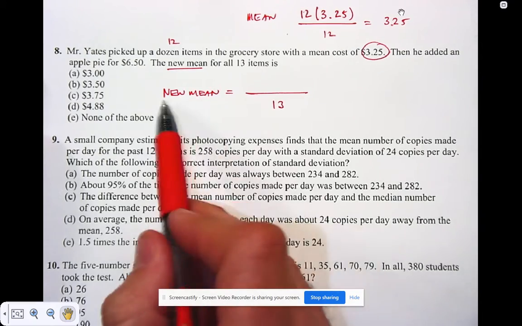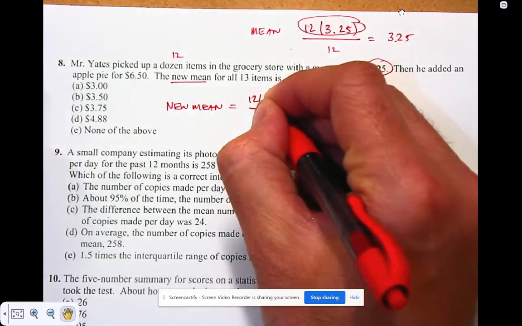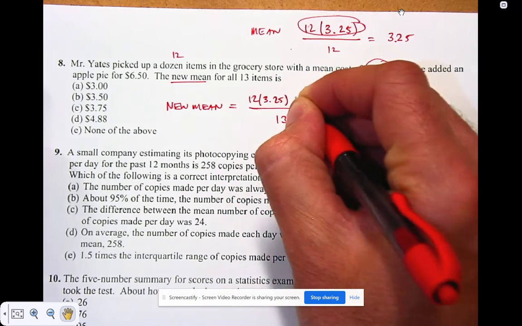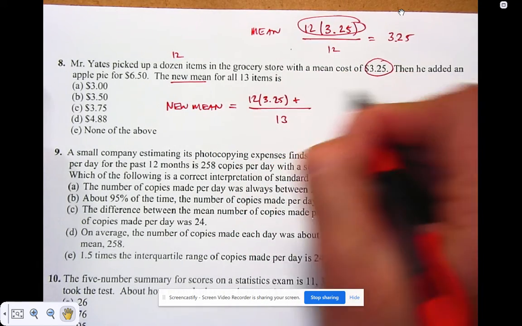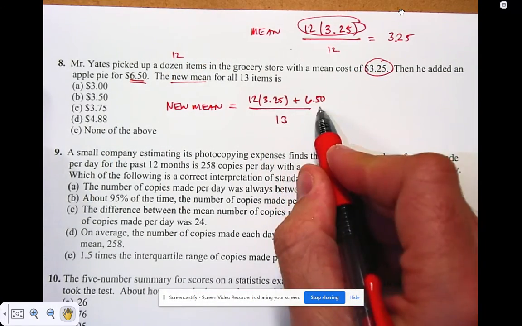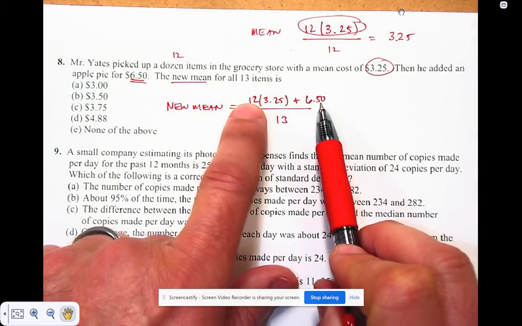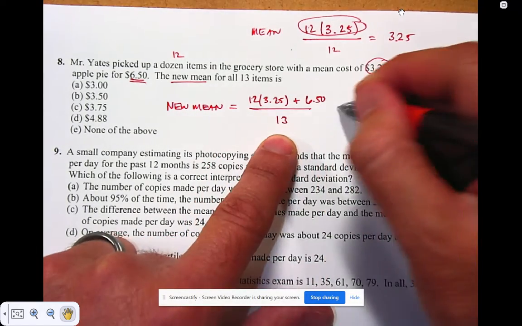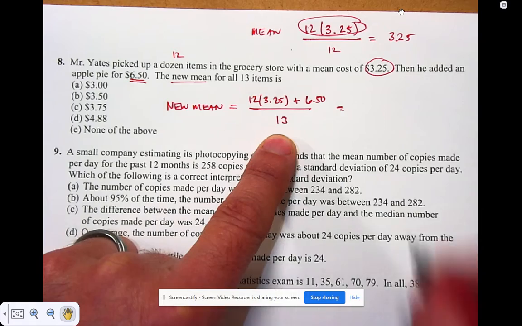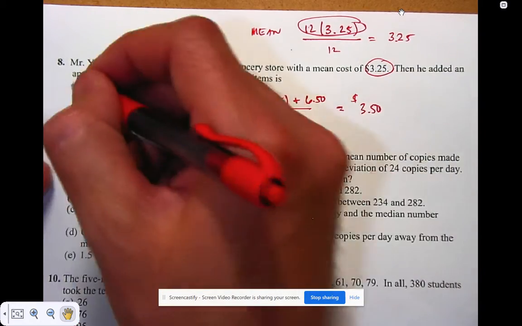Okay? And so what's up with the new one? Well, you have to take these 12 items. So you have 12 items that cost $3.25 plus a new item, the apple pie, that costs $6.50, and now divide by 13 because you have 12 items plus another one is 13, giving you an answer there. If you type that into your calculator, you're going to get $3.50.